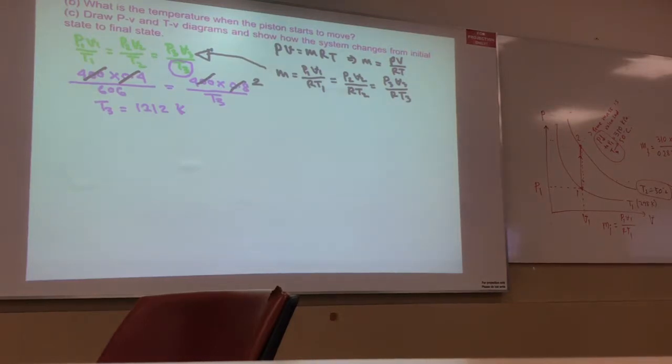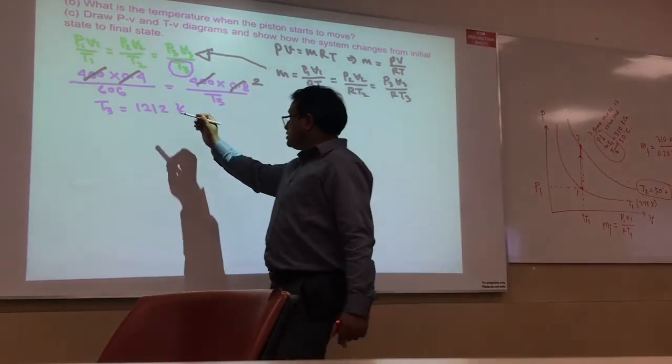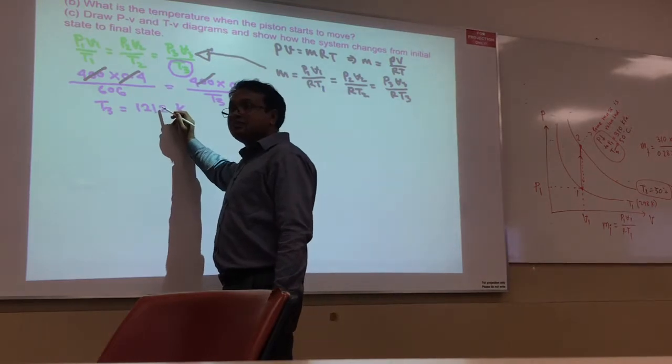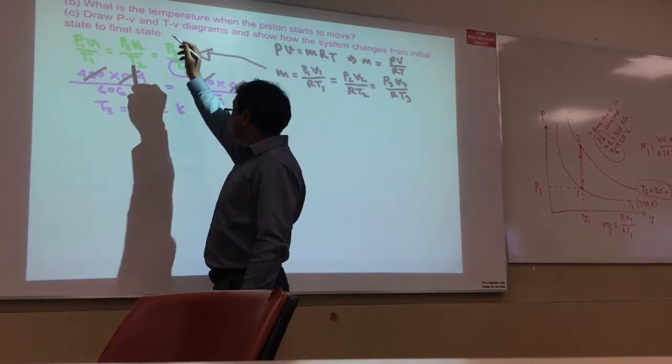Sir, sorry, so the answer for A is 606, is it? Yes. Not 1212, because it's a final temperature. This is final. This is A. Then A is 606, and 606 is B.